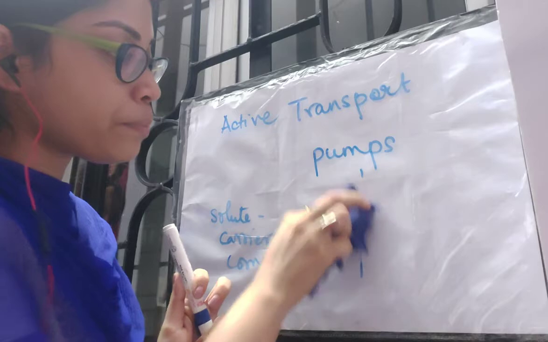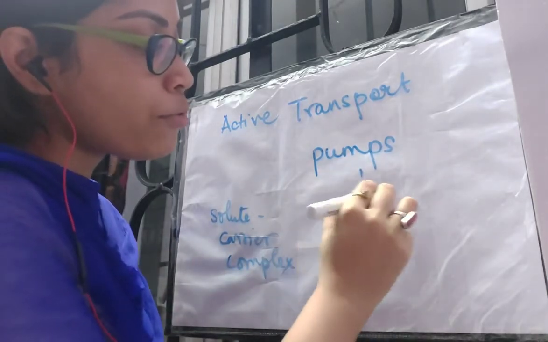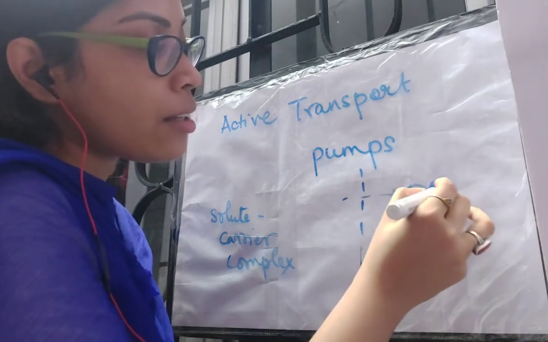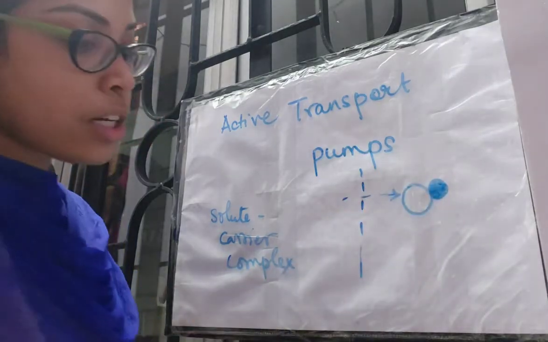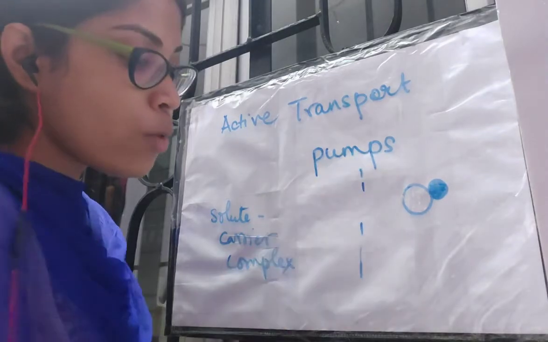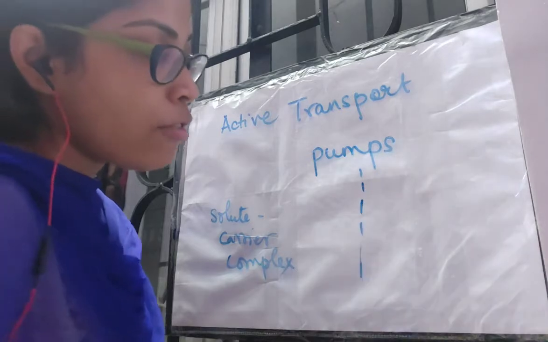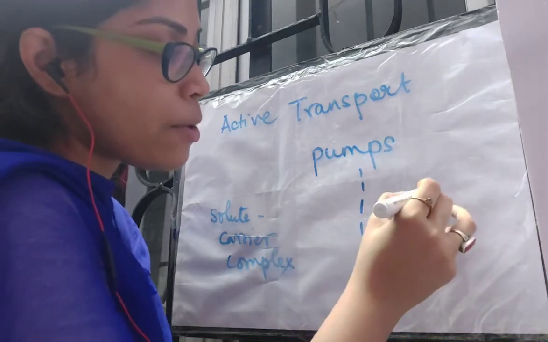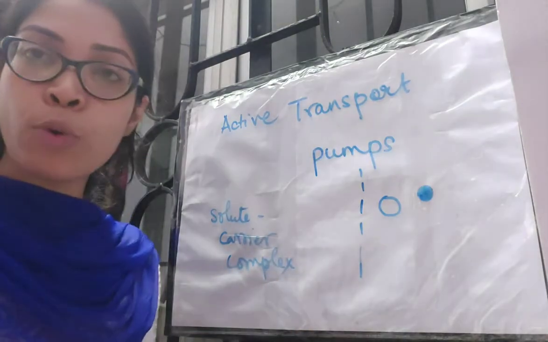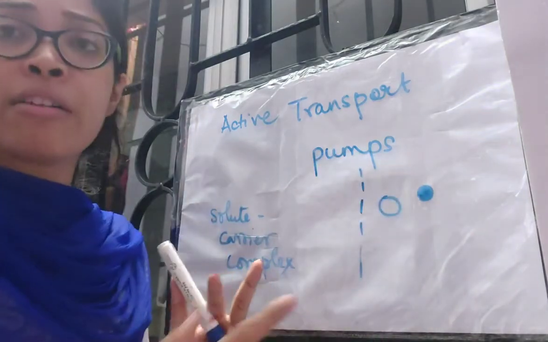Let me draw it. Now it will move to this part, and here it has brought the solute to the other part of the membrane, and now its function is over, and it will detach itself from the solute. Again they are separate, and again this pump, its main function is to help those proteins that need to move from this part of the membrane to that part, or vice versa.